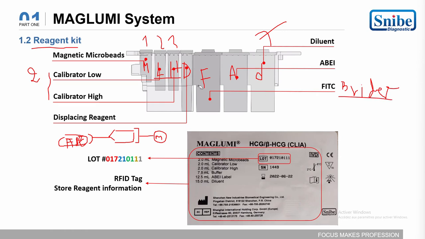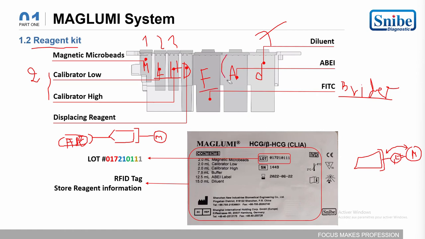It helps link the microbeads with the target material. So the magnetic microbead and the target material cannot link together directly. What happens is that the magnetic microbead will bond with the FITC, and then the FITC will link with the target material. So it is like a bridge to make the magnetic microbead link with the target material. This is the function of the FITC.